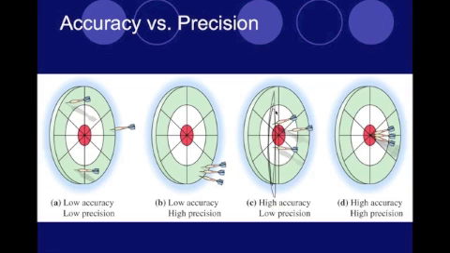I don't like this one. You really can't be accurate without being precise, because if you're accurate without being precise, that means you just got lucky. Now, in the last one, we see that all the arrows are in the bullseye, and they're all in the same place, so very high accuracy, very high precision.